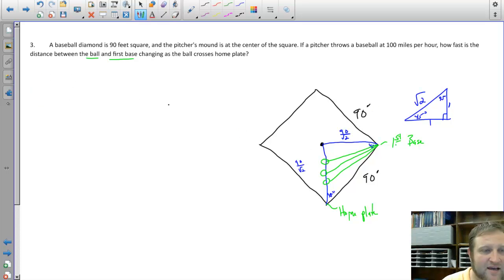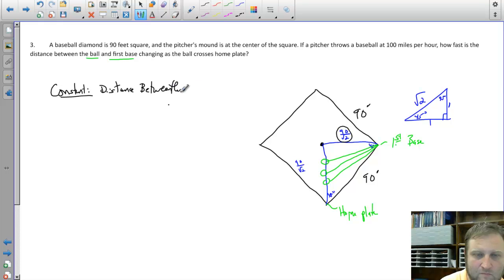Hopefully we recognize at this point that we have one constant. This one constant can be 90 over square root of 2. The distance between the pitcher and the first baseman will not change. So my constant will be the distance between the pitcher and first base.